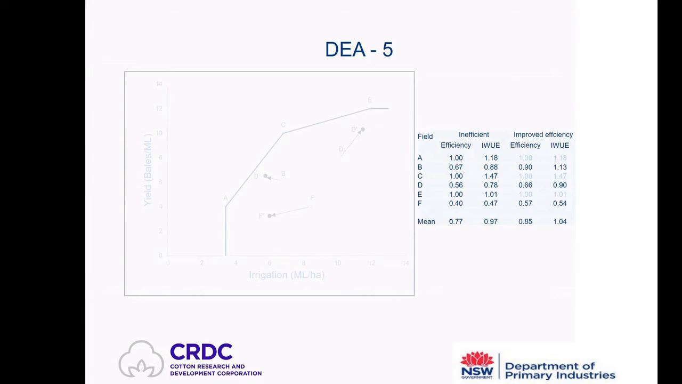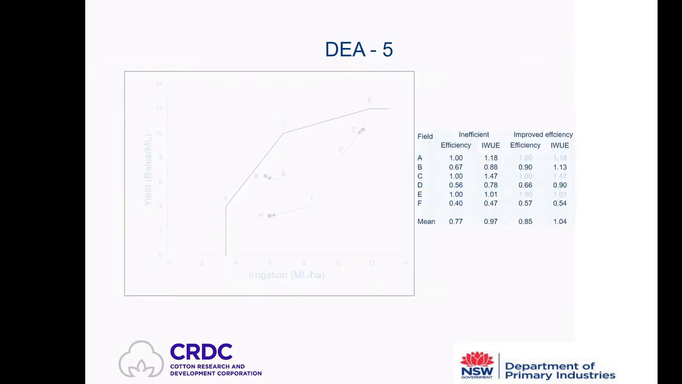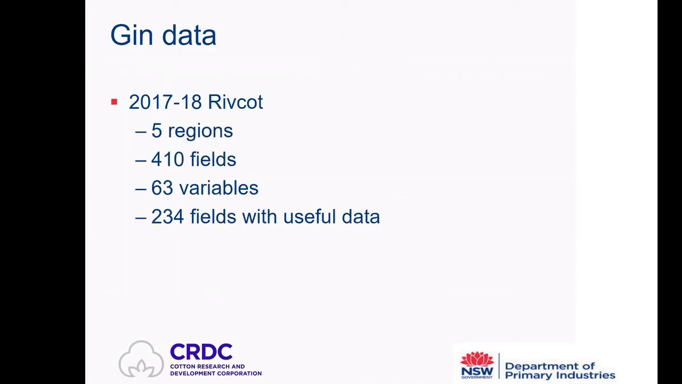Irrigation water use efficiency has gone up to 0.104. On average, it was 0.97. So you can see both measures improve by shifting towards the frontier. So let's have a look at some real data now rather than a hypothetical example. This is 2017-18 data from the Rivcot Gin at Colliamberley.